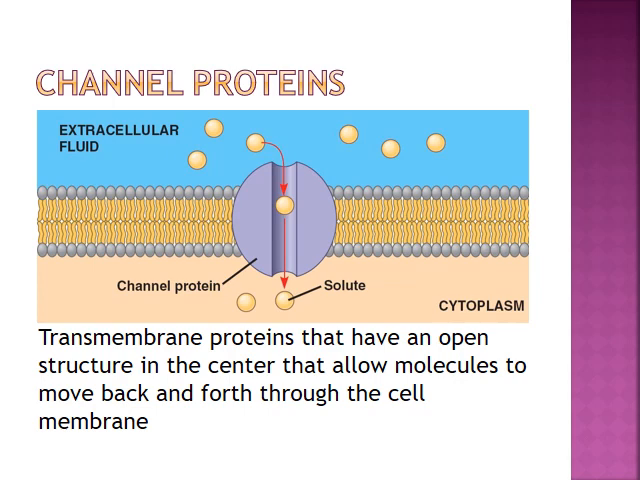One type are the channel proteins. These are not very specific. They sort of create big open holes in the membrane. If the molecule is large enough to fit through the hole, it gets in. These molecules moving through channel membranes follow their concentration gradient. On the outside here, that extracellular fluid, you'll notice it's got a higher concentration of solute. That high concentration of solute wants to diffuse to the inside where there's a low concentration of solute.